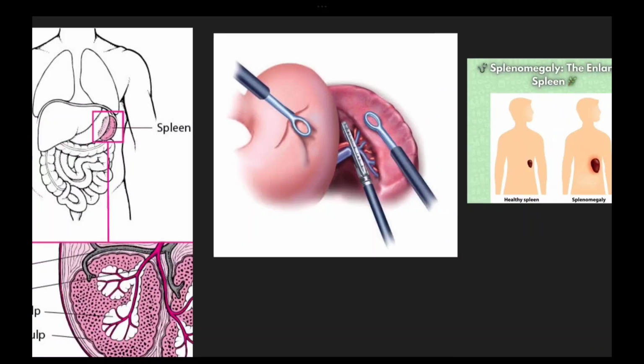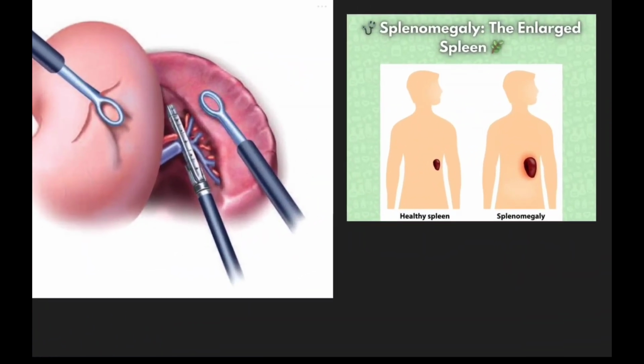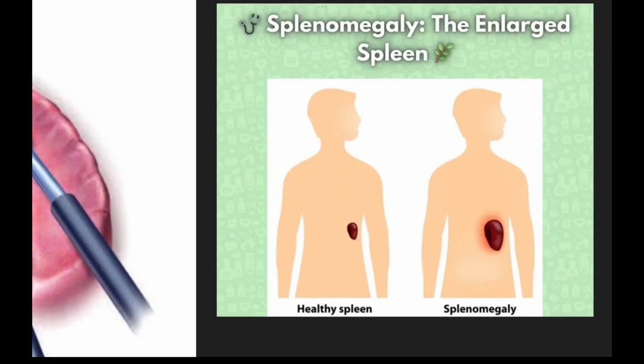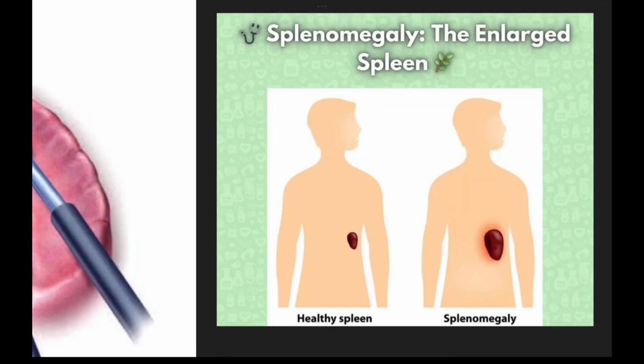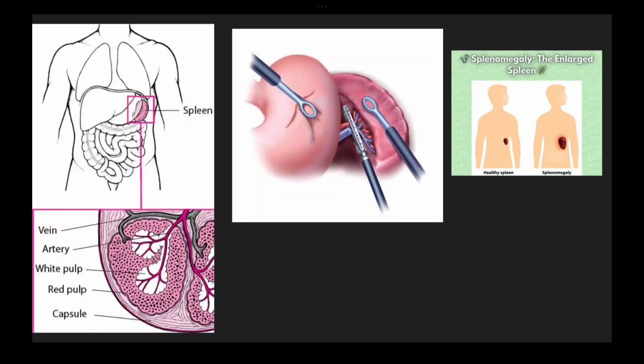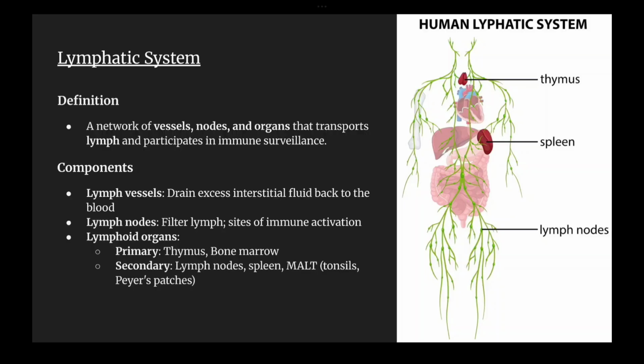Now this is a surgical procedure where the spleen is removed. And splenomegaly is the increased size of the spleen, shown here with the normal healthy spleen and the splenomegaly. So that covers the spleen. Now, the lymphatic system we'll be covering in the next video. For today we'll be doing this much of the video.